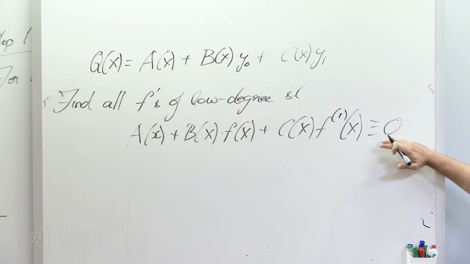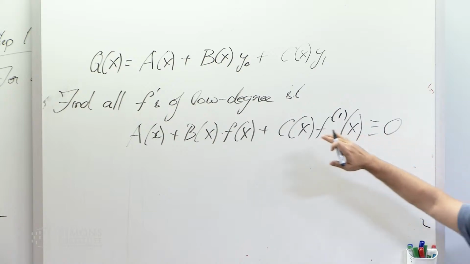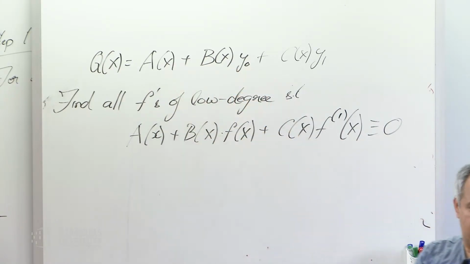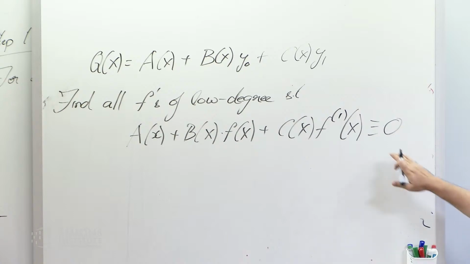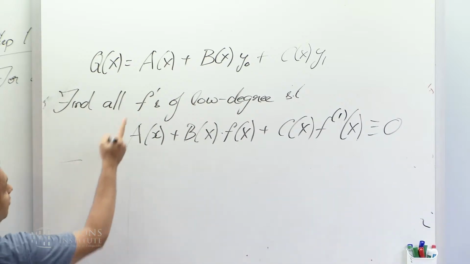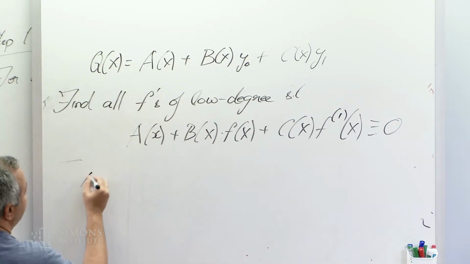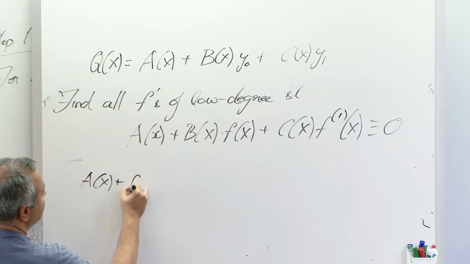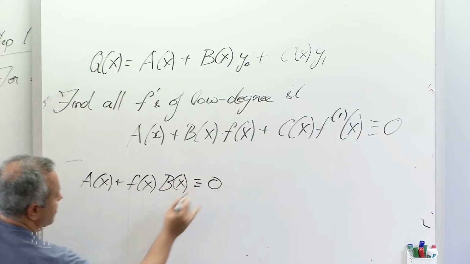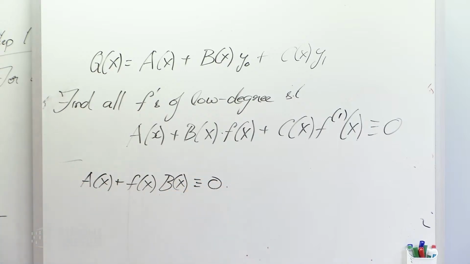And I want to solve this in nearly linear time, nearly linear in the degree of f. The number of variables is constant, but the degree of f is possibly all the way d, and I want to solve it in nearly linear time. Let's first ask the simpler version: how do I solve it when I don't even have y1, something of the form A(x) plus f(x) B(x) is identically 0? How do we solve such an equation?